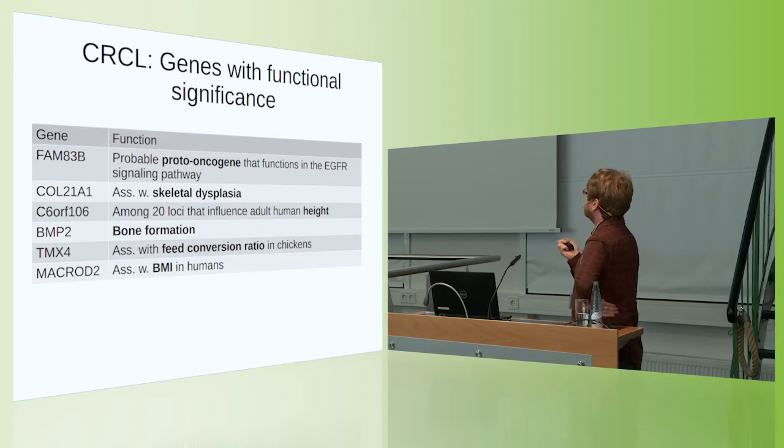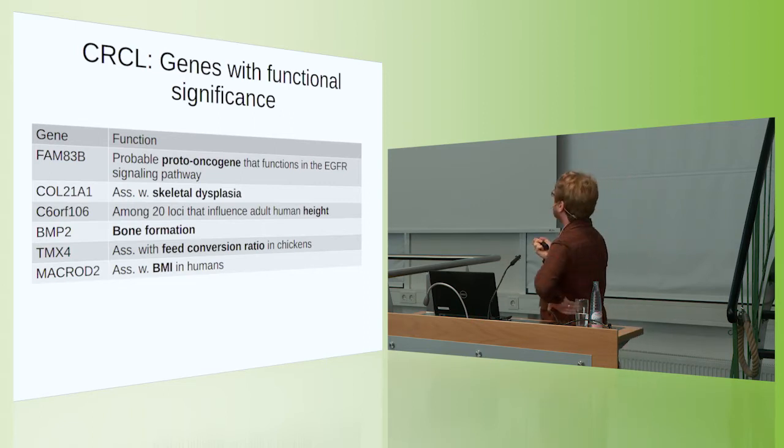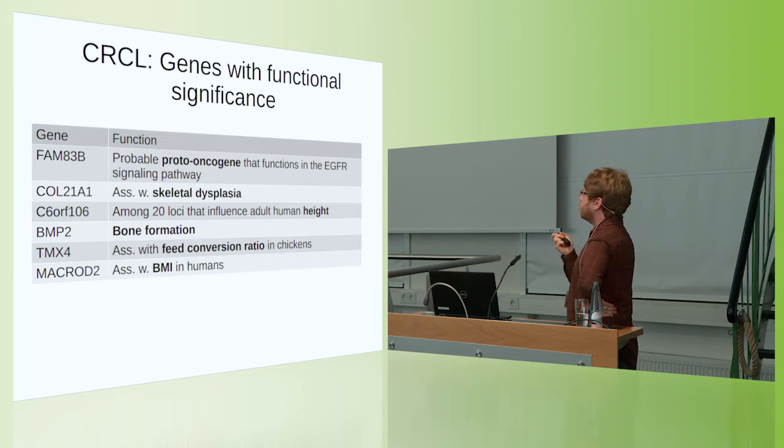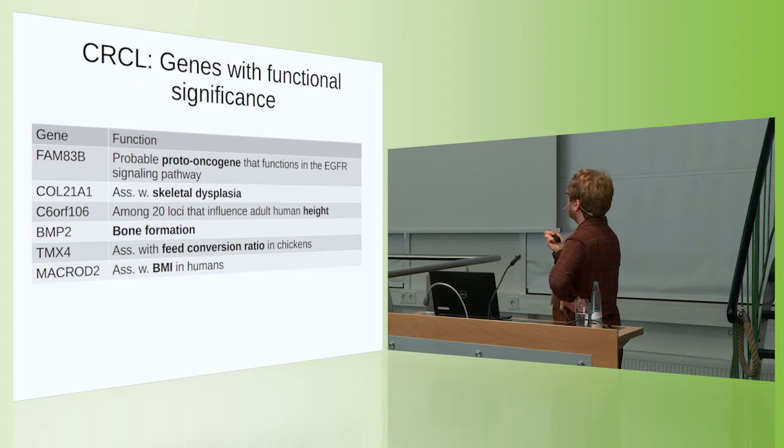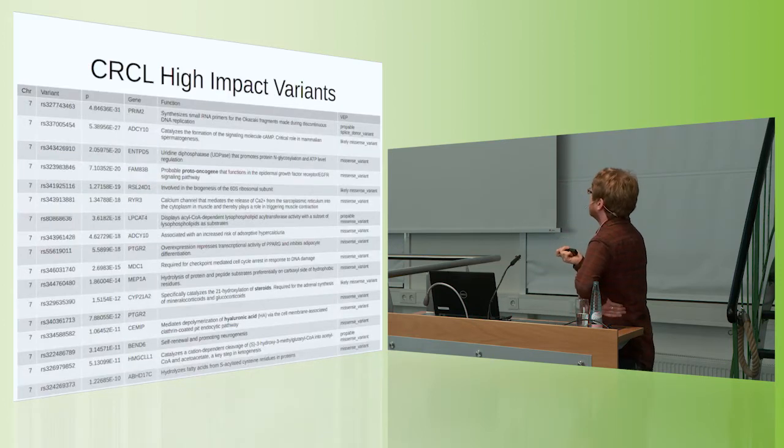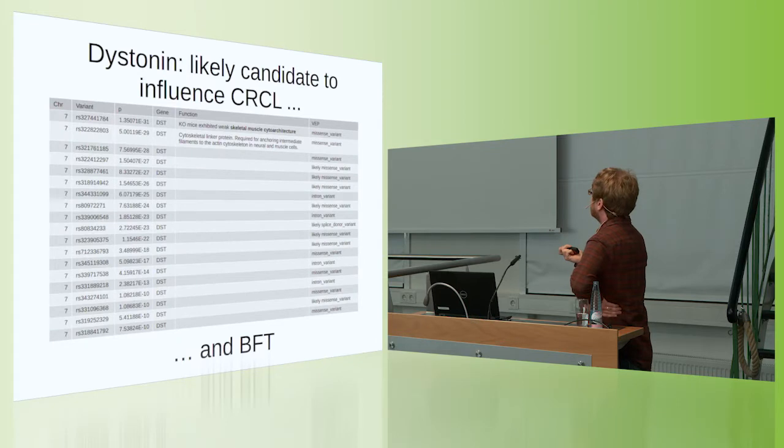And here for the carcass length, we also found genes that make sense in terms of the phenotype. Like one is in humans associated with skeletal dysplasia, which causes small bones. We found one that's associated with height in humans, bone formation, feed conversion ratio, and one that's also associated with the body mass index in humans. So I think this is also a list that makes sense in terms of the phenotype.